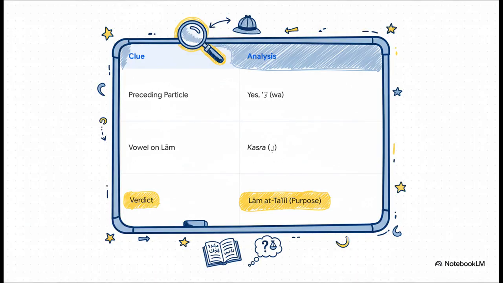Okay, let's check the clues. Is there a preceding particle? Yep, we've got a wa this time. And what about the lam? Well, it has a vowel. It's got a kasra, making that li sound. And what does our rulebook say? A wa plus a voweled lam equals lam-e-talil. The verdict is purpose, and it matches the meaning perfectly.